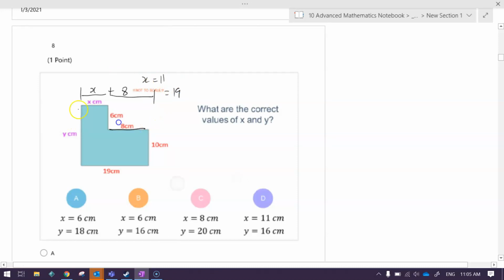And I'm doing the same thing vertically. This y is made up of 6 plus 10, y equals 16. Do I have x equals 11 and y equals 16? Yes, I do. Right as rain, we can move on to the next question.